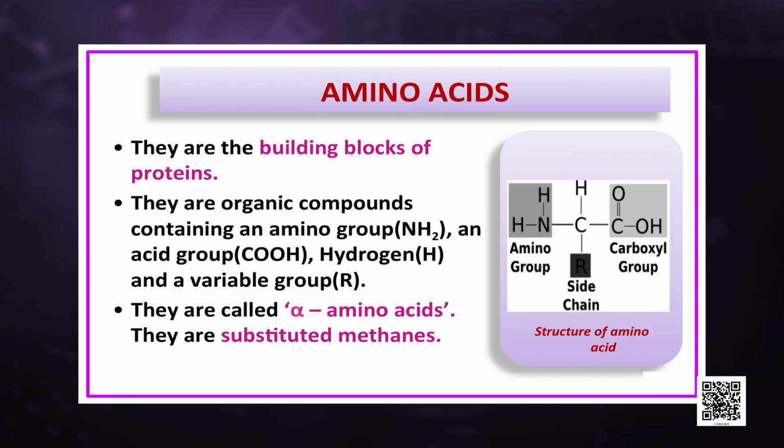For proteins, amino acids are the monomeric units. Protein is a macronutrient that is essential for building muscle mass. It is commonly found in pulses, fish, eggs, nuts and seeds. Proteins are formed by joining of amino acids through peptide bonds. You can see the general structure of amino acid on the screen. Amino acids are substituted methane in which 4 hydrogen atoms are replaced by carboxyl group COOH, amino group NH2, hydrogen and a variable group which we call R group.